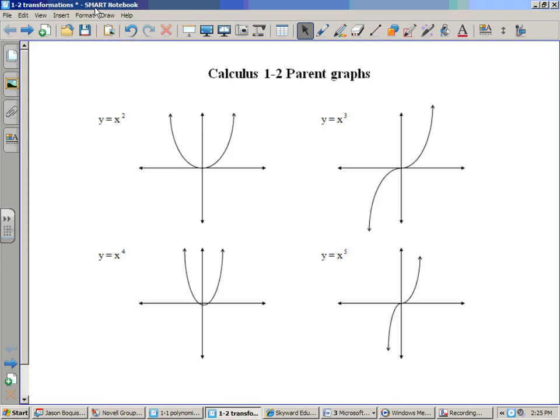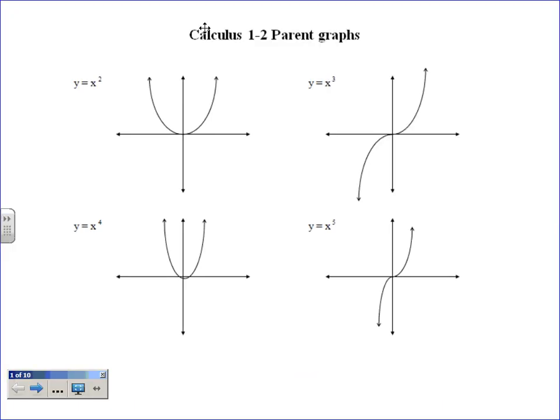Transformations. It's going to save you a ton of time this year having a good general idea of what the graph looks like. A lot of the times I'm not necessarily going to ask you to give me a real accurate sketch of it, but just knowing what it looks like is going to save you so much time.